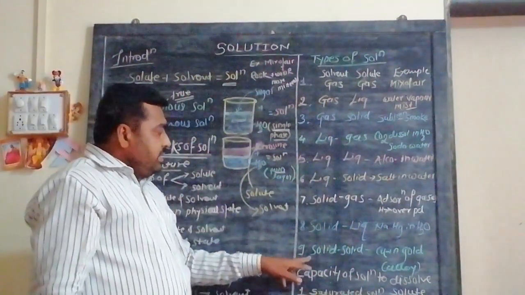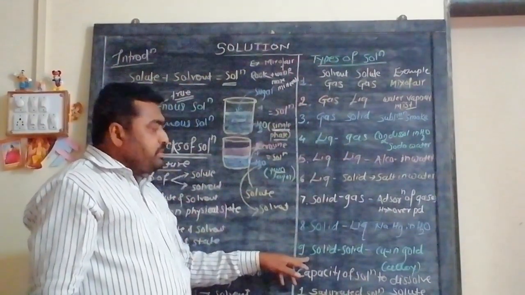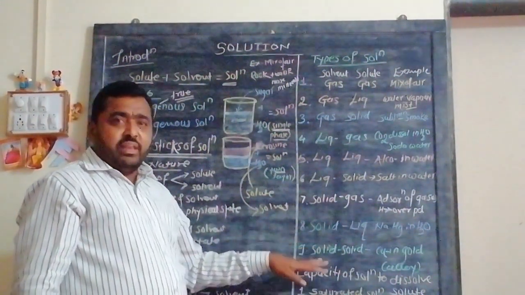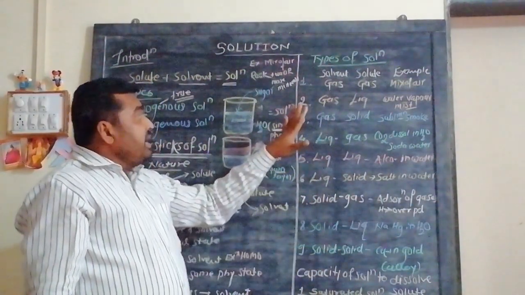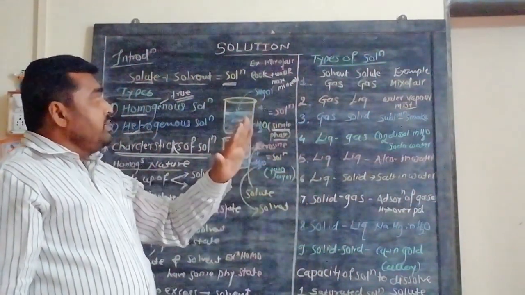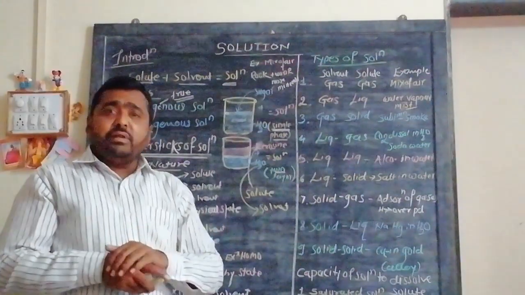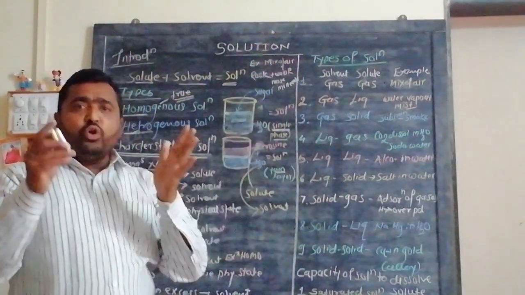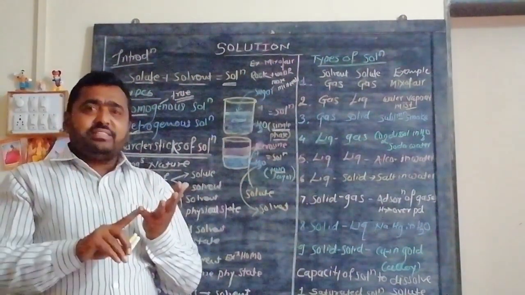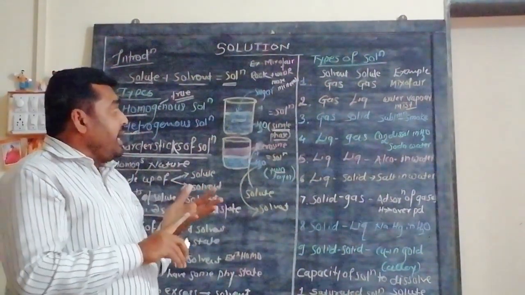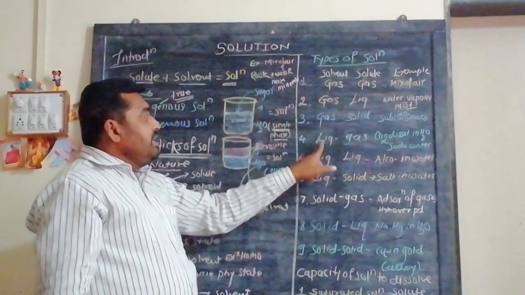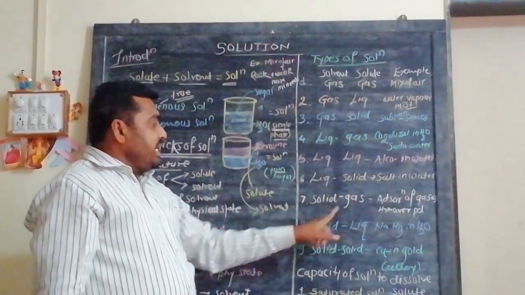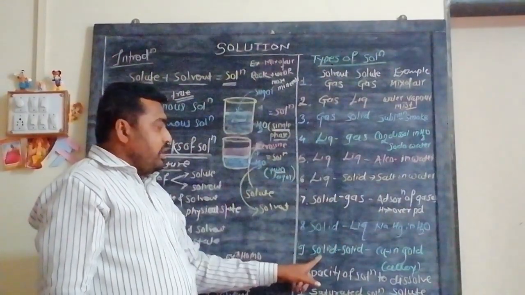In total, nine types of solutions are included in our syllabus. They are mainly based on the phases of solute and solvent: gas-gas, gas-liquid, gas-solid, liquid-gas, liquid-liquid, liquid-solid, solid-gas, solid-liquid and solid-solid.